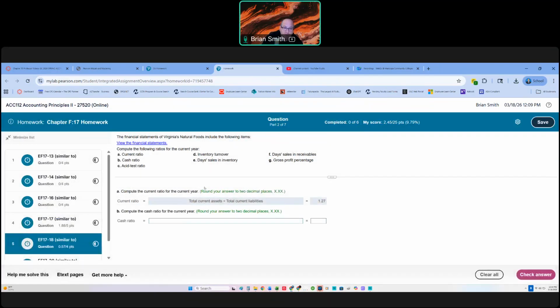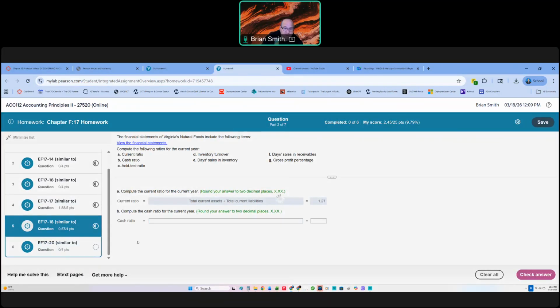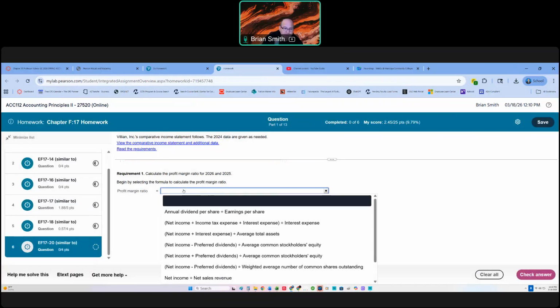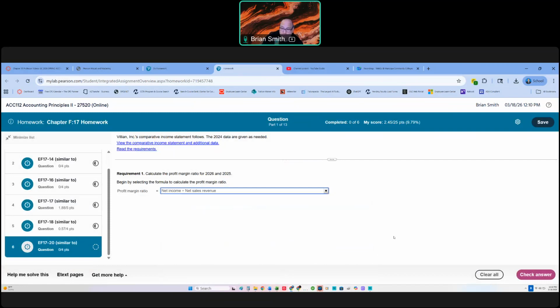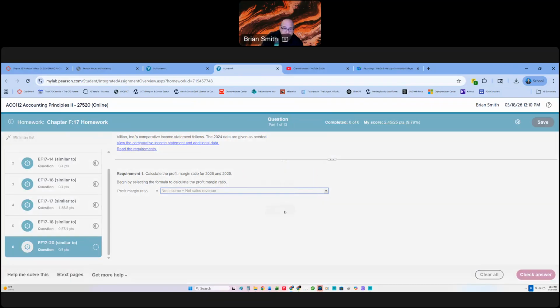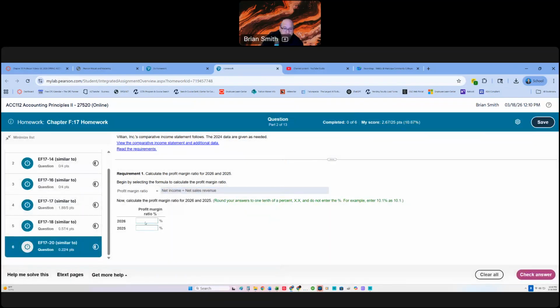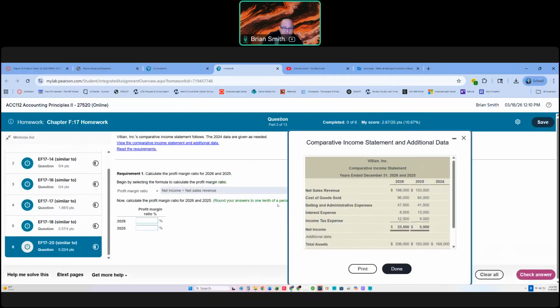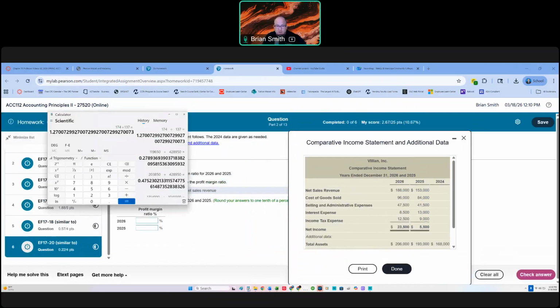You're just going to do that for every single one of these ratios. And then the last one, you're going to do more ratios. What a shocker. Profit margin ratio is net income divided by net sales. Look up this information here. So what is the profit margin ratio percentage for 2026? Net income divided by net sales, 12.5%.